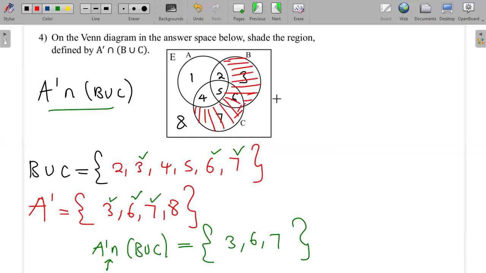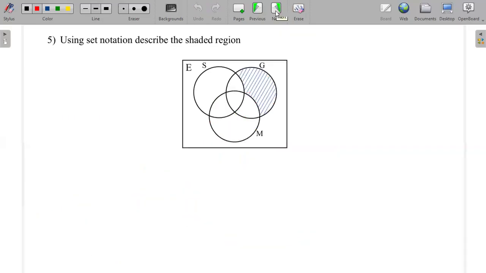Okay, so that's it. We move to the last question for this video, which is question 5. They're saying, using set notation, describe the shaded region. Okay, so here we just have to be a bit technical. So we see that here I have sets S, G, and M, right? And then this part here is the one that is shaded like that. Okay, so how can we describe this using set notation?